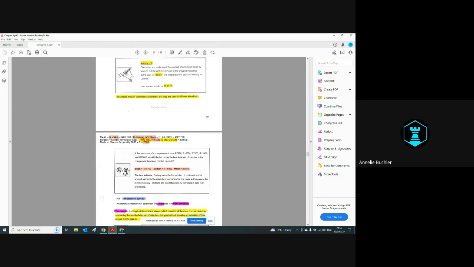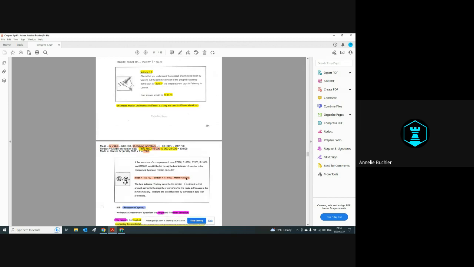I actually gave indicative notes for you. If 5 members of a company each earns 7,800, 10,000, 7,800, 13,000, and 25,000, would it be fair to say the best indicator of salaries in the company is the mean, median, or mode?